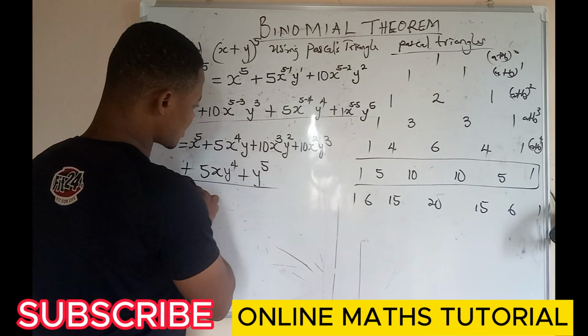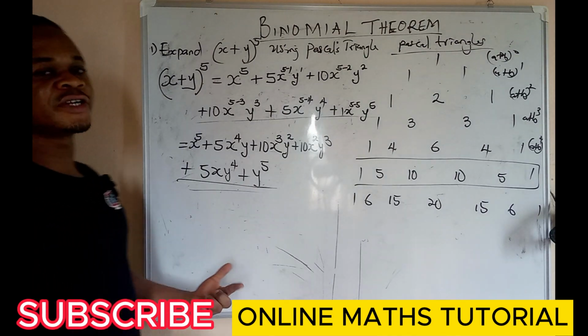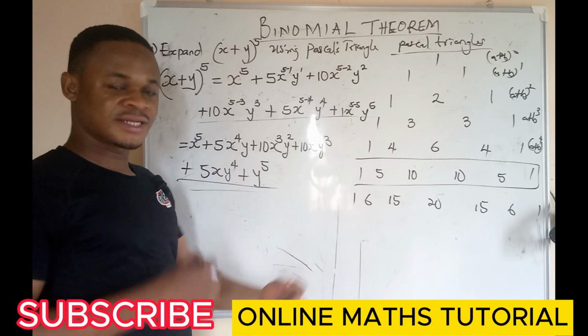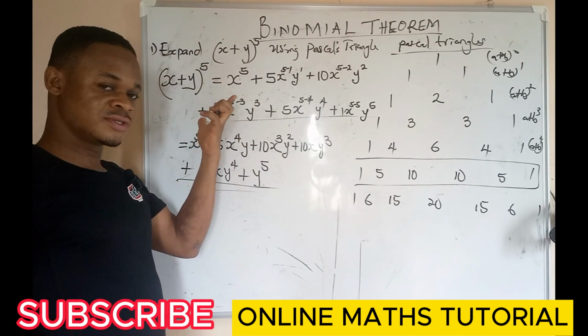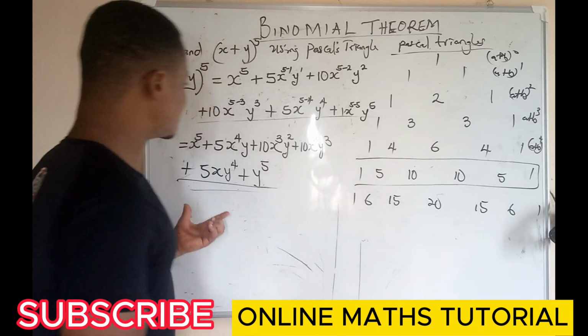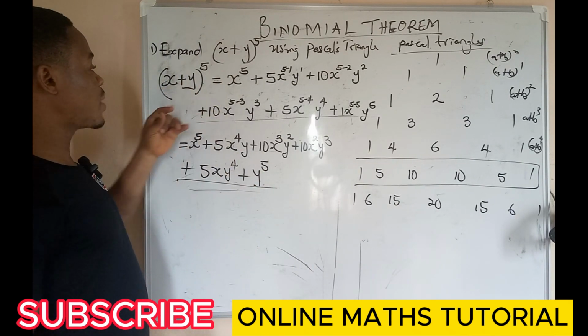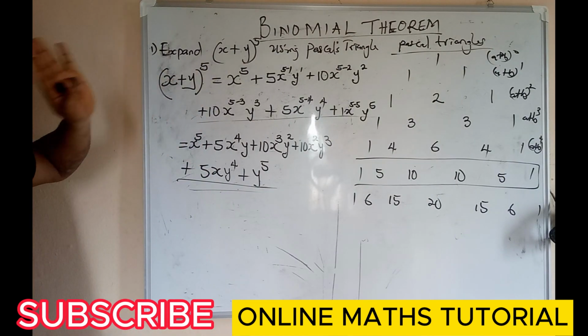So with this Pascal triangle, you have bypassed all the rigorous process of multiplying and multiplying numbers, or multiplying values or variables. So with this, you can easily use 2 or 3 lines to be able to get an expansion of x plus y raised to power 5.